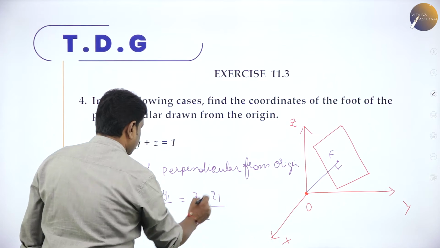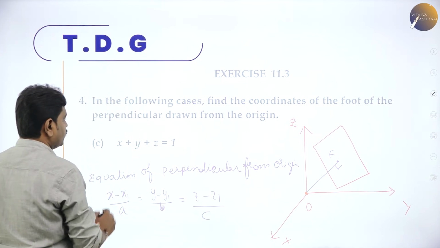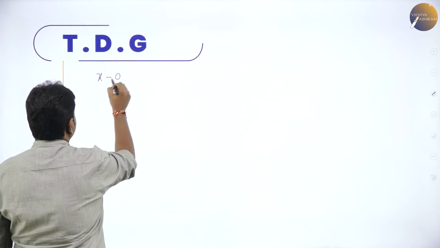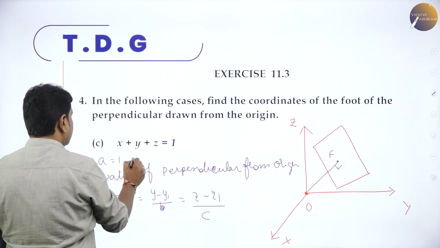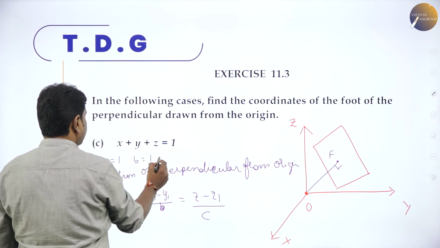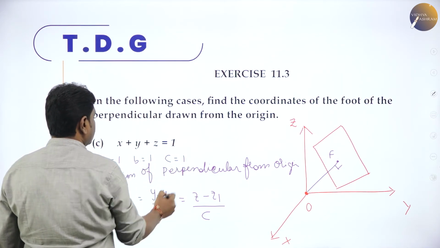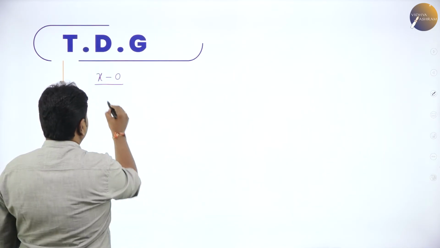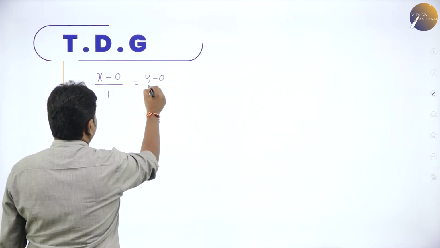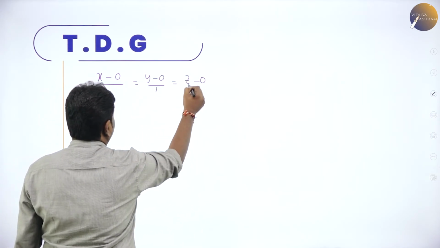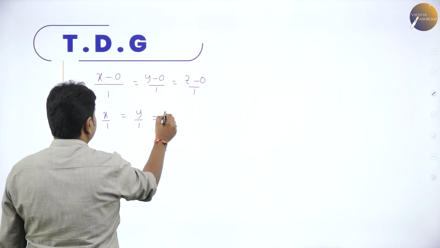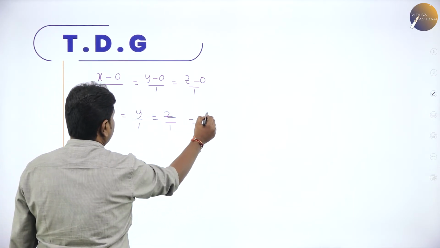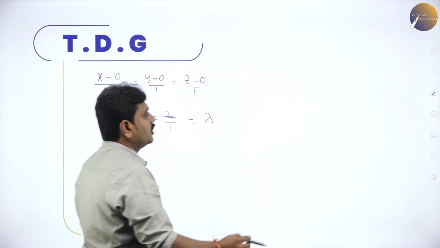Here I need to substitute, that is x minus x1, where the origin is the point, by a, which means the coefficient of x in the plane, is 1. b is the coefficient of y, 1, c is the coefficient of z, 1. a, b, c are 1 each. So x by 1, y minus 0 by 1, z minus 0 by 1. So x by 1, y by 1, z by 1 all are equal. This is the line equation, always equated to lambda.